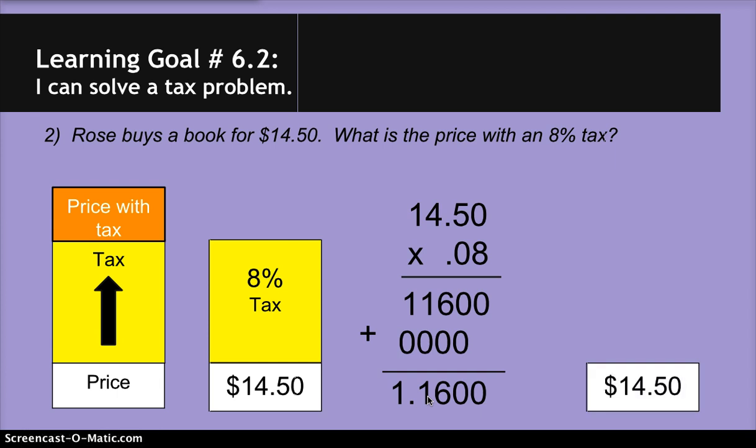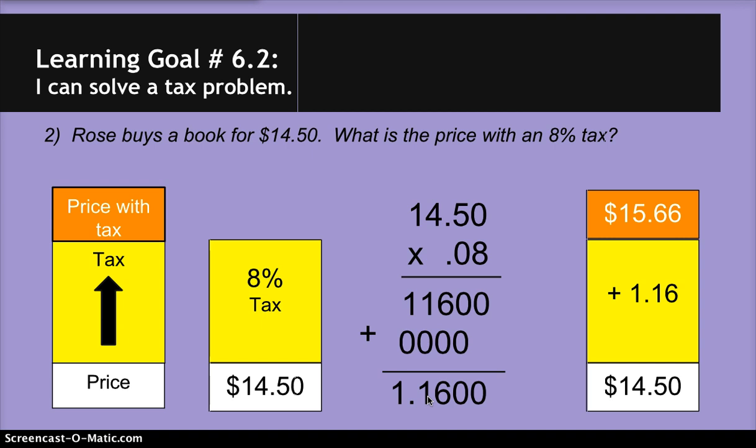All right, so here's our price of $14.50. We add our tax, which is $1.16, and then the price that we pay is $15.66. So this is our price. This is our answer.